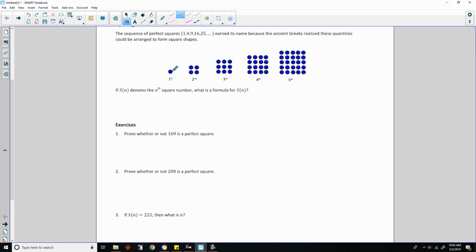So, first, second, third, fourth, fifth: a 5 by 5 square, 4 by 4 square, 3 by 3 square, 2 by 2 square. If S of n denotes the nth square number, what is a formula for S of n? So you'd say the formula for S of n equals n squared.